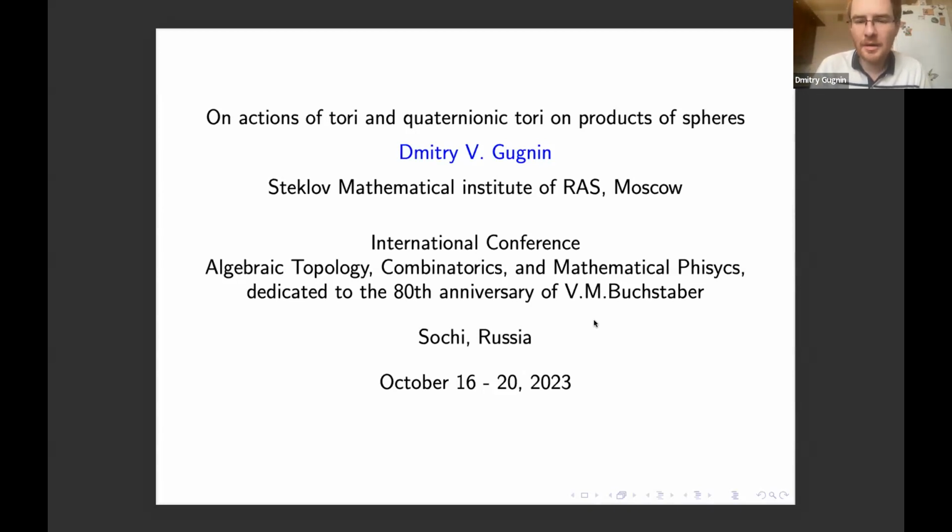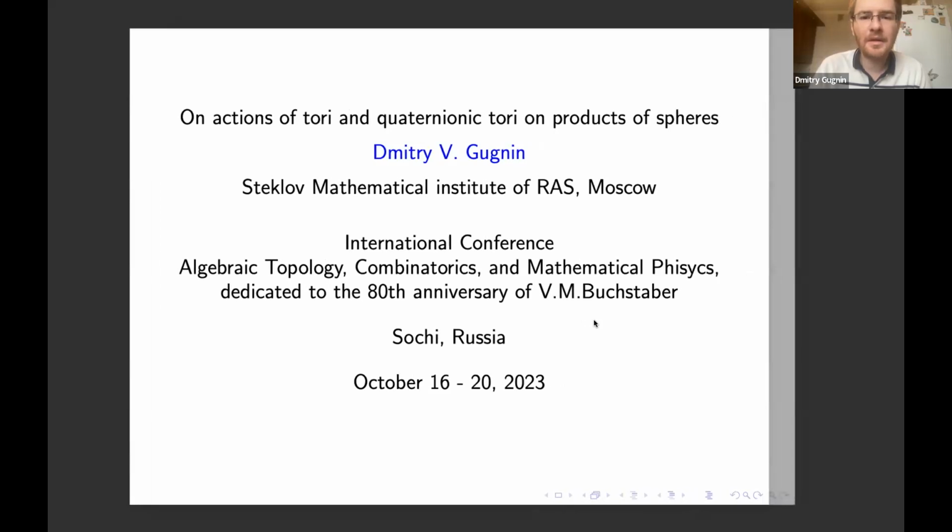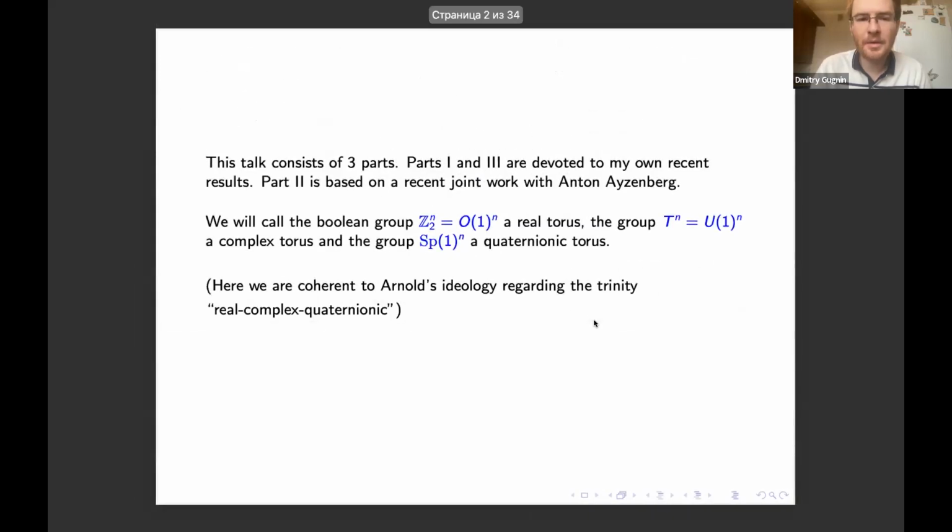My talk will consist of 3 parts. Parts 1 and 3 are devoted to my own recent results, and part 2 is based on our recent joint work with Anton Eisenberg. And here we have a convention that the Boolean group Z2 to the power n we call a real torus.